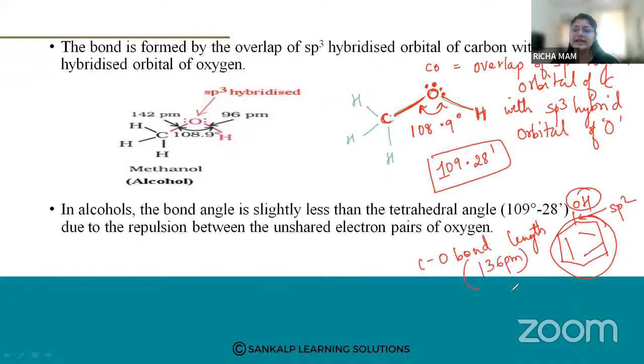And it is slightly less than that of your methanol. Here you can see that in this case it is 142 picometer. The bond length is 142 picometer for methanol, and that of your phenol is 136 picometer. So in case of your phenol, the bond length is lesser as compared to your methanol. So what is the reason?